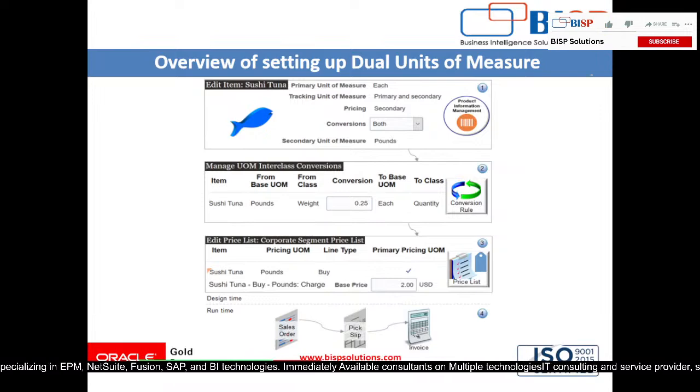measure. So assume you sell an item, the item name is sushi tuna, which is a fish. You price it by the pound, not by each fish. This is the pricing unit. You can set it as a secondary unit of measure, and you need to set the price as a secondary unit of measure.